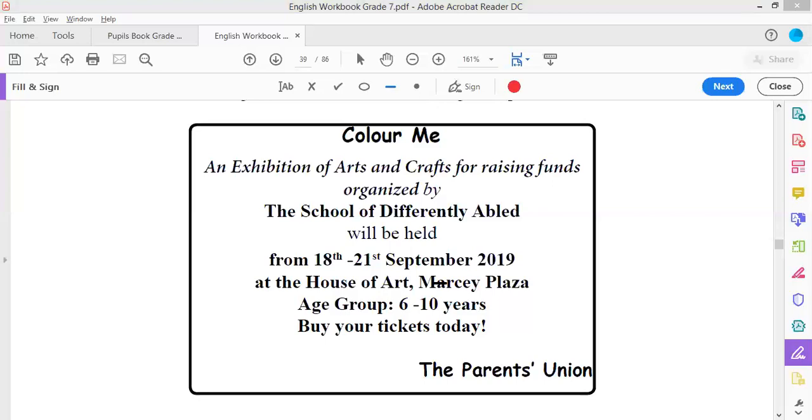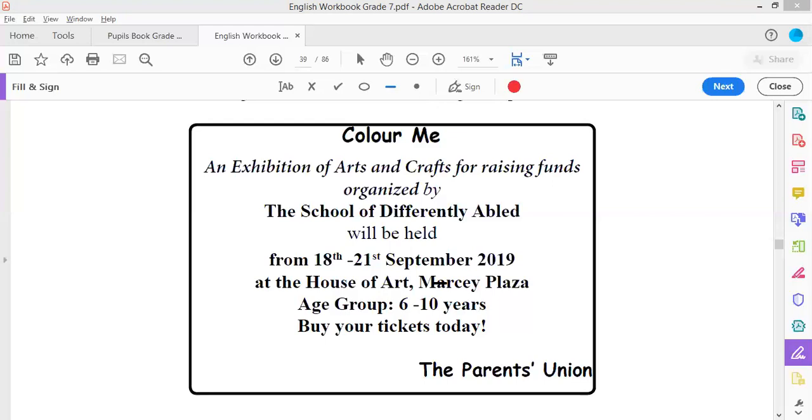Now we used to call these people disabled people. But recently, we started calling them differently abled. Why? They are not able as ordinary people. They are a little bit different. They have different abilities. Right?